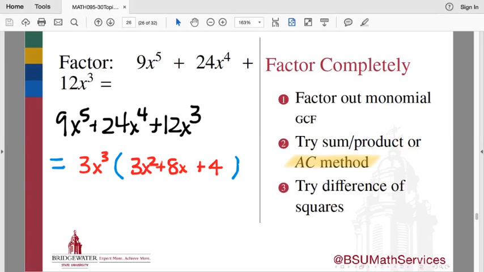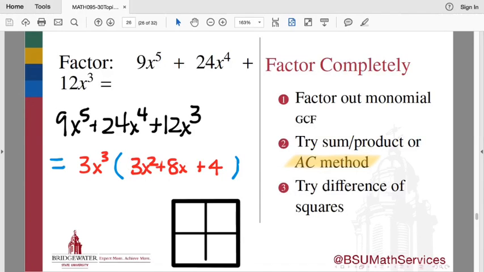And the reason that the AC method is useful for this particular trinomial is that in front of the x squared, this number, this coefficient right here, is not 1. So anytime we have a trinomial whose leading coefficient is not equal to 1, this AC method that we're about to talk about is going to be our best option for moving forward in factoring. So here's how the AC method works. I'm going to set up another factoring grid for inspiration.